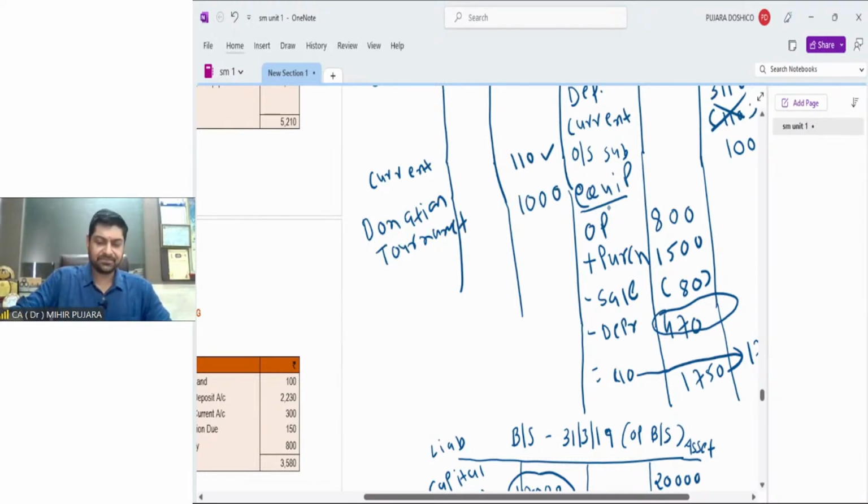Specific purpose, it should be on liability side. Then guys, clear?